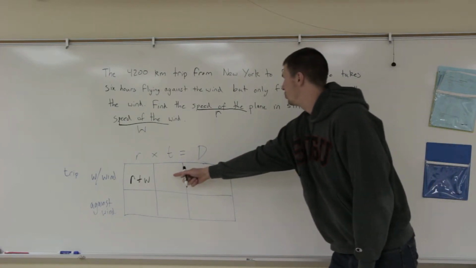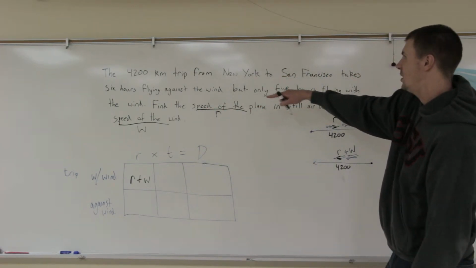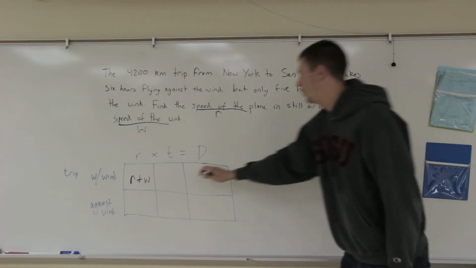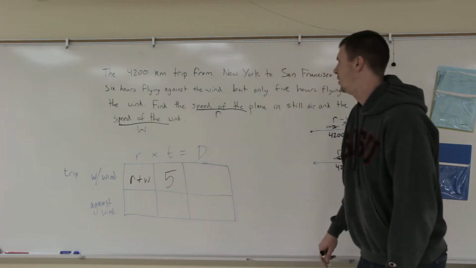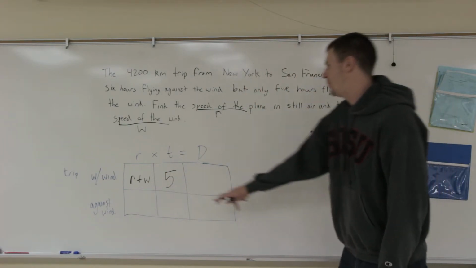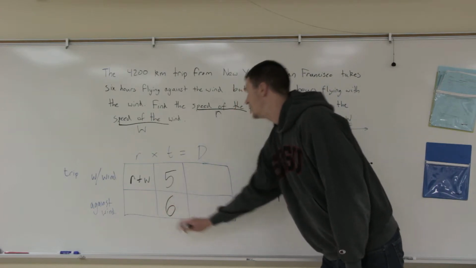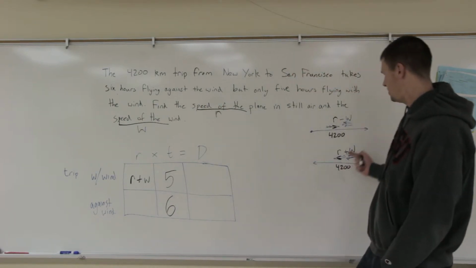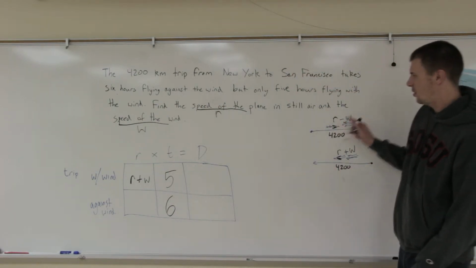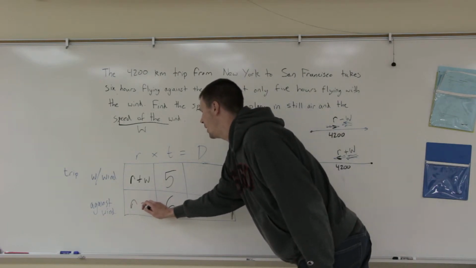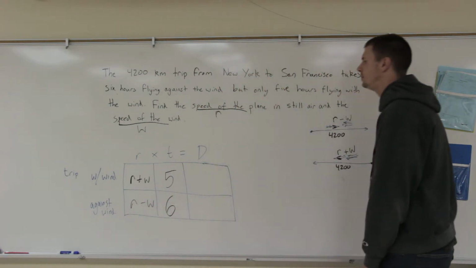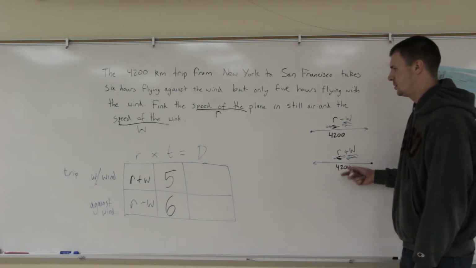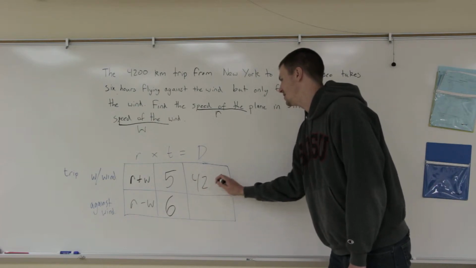The time for that trip, it says, 5 hours flying with the wind. The trip against the wind, it says, took 6 hours flying against the wind. And that speed flying against the wind, we called r minus w. The distance for each trip was 4,200 kilometers, 4,200 kilometers each way, so I put that in the distance box.